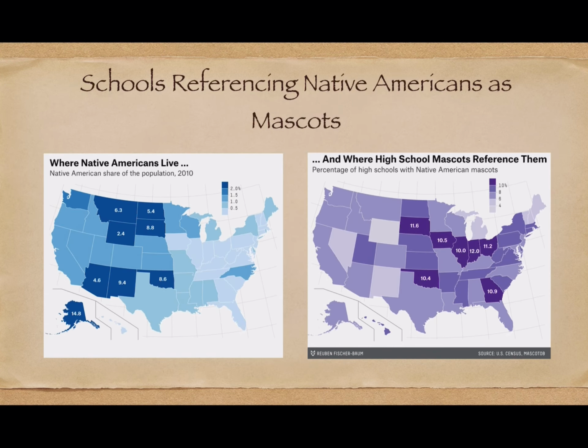Now if we look at the map in blue, it will show the areas with the most population of Native Americans. As of the 2020 census, there are 4.4 million estimated Americans with only Indigenous ancestry. That is only 1.3% of the American population. Looking at the purple map, it shows the high school mascots that reference Native Americans. So this kind of gives you an insight into an overall view of the United States.